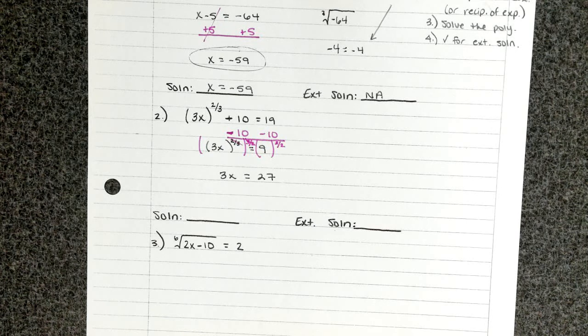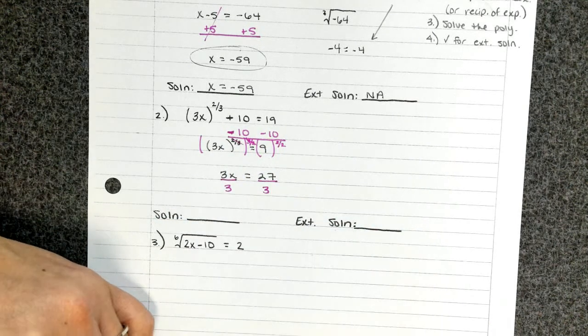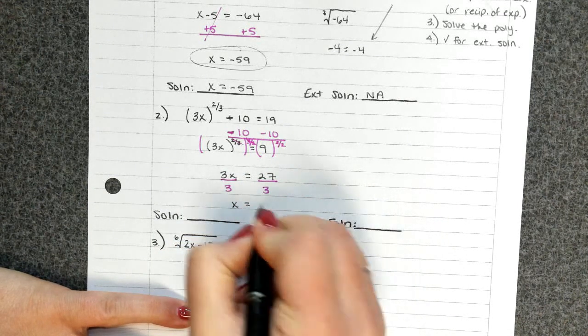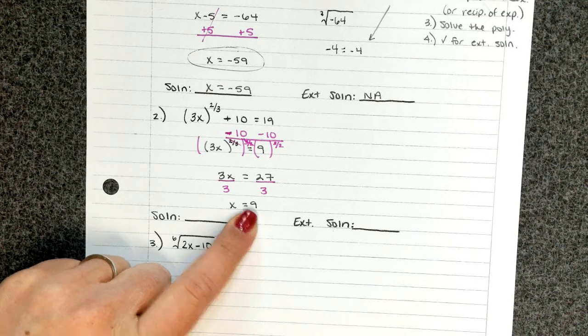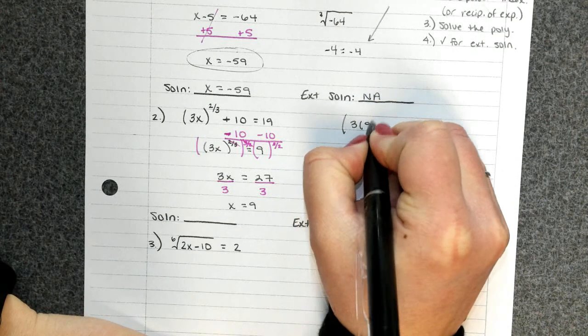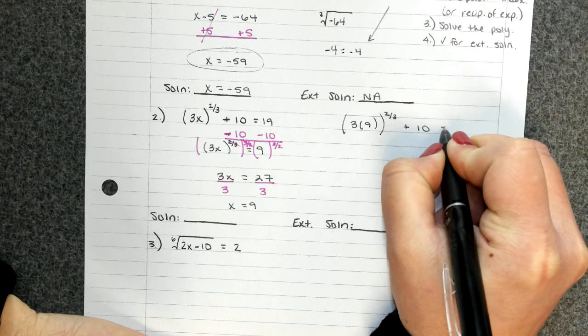Divide both sides. And what do you get? 9. Good. Okay. And number 21, what do you do now? You plug the x of 9 into the original. So we're going to write it like this. 3 times 9 raised to the 2/3 power plus 10 equals 19.